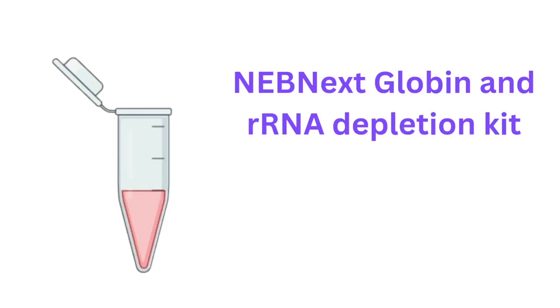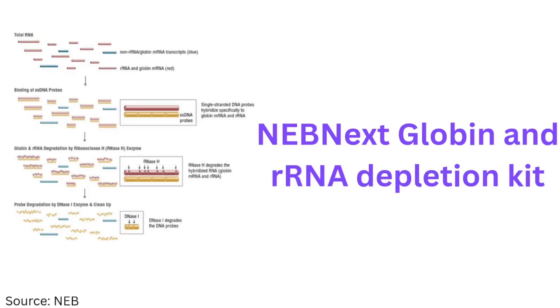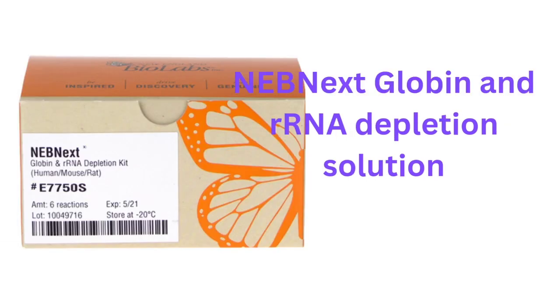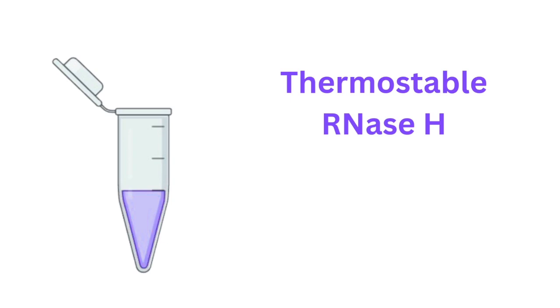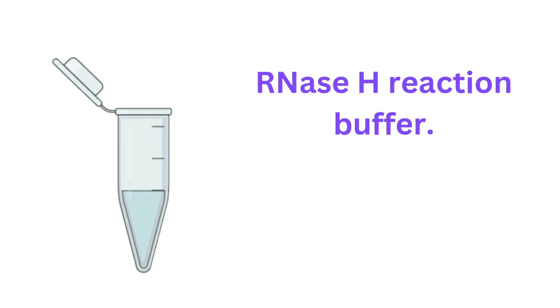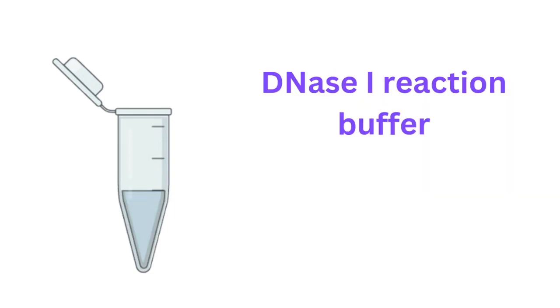Here's the protocol for enriching for messenger RNAs and getting rid of globin and ribosomal RNAs. For the NEBNext globin and ribosomal RNA depletion kit, you're going to get the NEBNext globin and rRNA depletion solution. You're going to get the probe hybridization buffer. They'll also supply the thermostable RNase H. You're going to get RNase H reaction buffer, and then a DNase I and DNase I reaction buffer, as well as nuclease-free water.